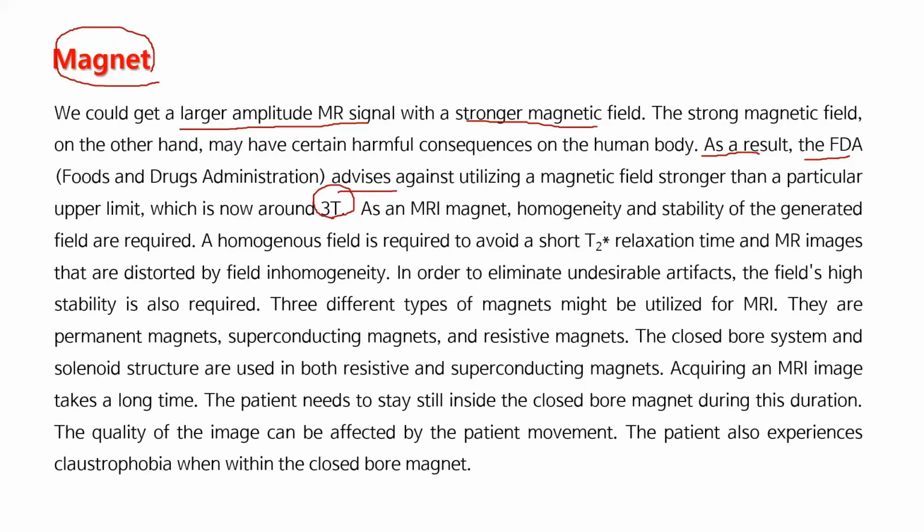As an MRI magnet, homogeneity and stability of the generated field are required. A homogeneous field is required to avoid a short T2 star relaxation time and MR images that are distorted by field inhomogeneity. In order to eliminate undesirable artifacts, the field's high stability is required.